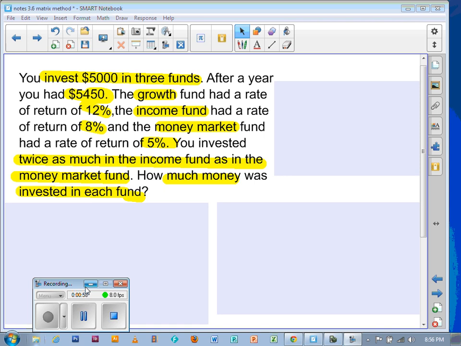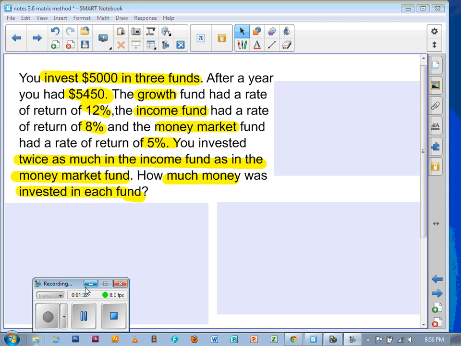The growth fund had a rate of return of 12%. That's the interest you earn for that year. The income fund had a rate of return of 8%, and the money market fund had a rate of return of 5%. So we're getting different returns, obviously. The growth fund had a much better rate. The income fund had 8%, and what this means is you're getting $8 back from the company for every $100 you're investing. And then our money market just had a return of 5%.